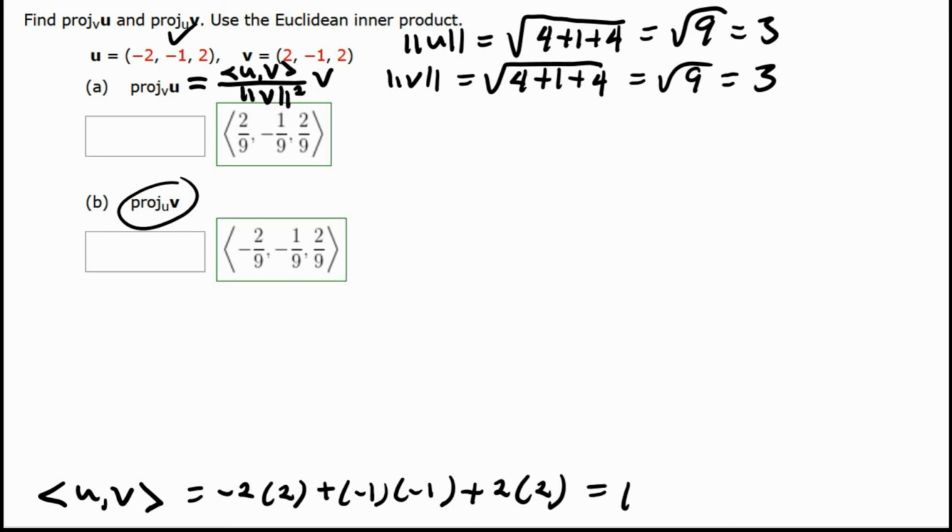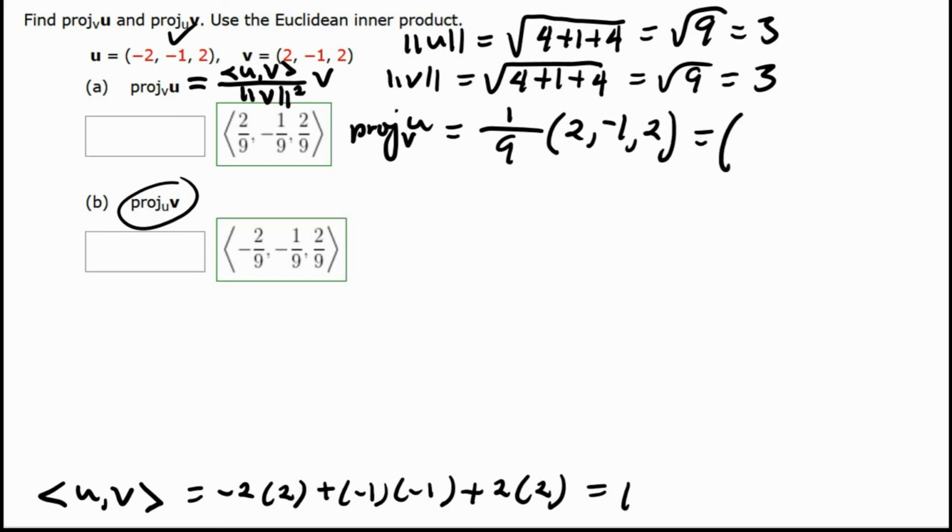So this projection of u onto v is the inner product, which here we get 1, divided by the norm of v squared, which is just 9, times v, and v is 2, negative 1, 2. That just gives us 2 over 9, comma negative 1 over 9, comma 2 over 9. Is that it? That's it. We just put the check there, right?